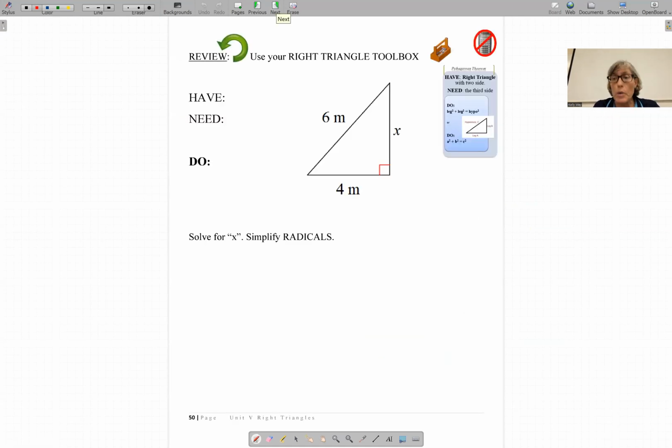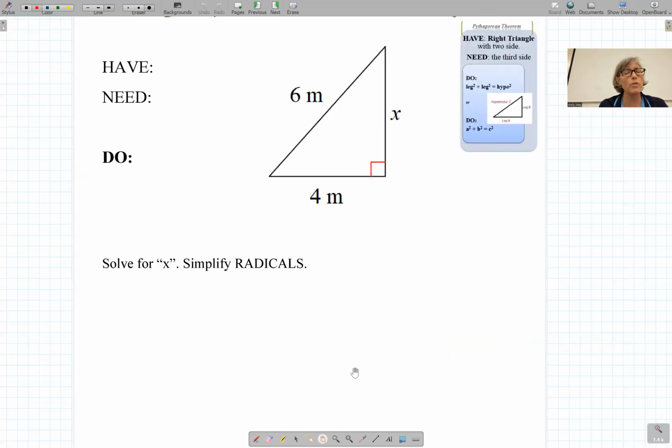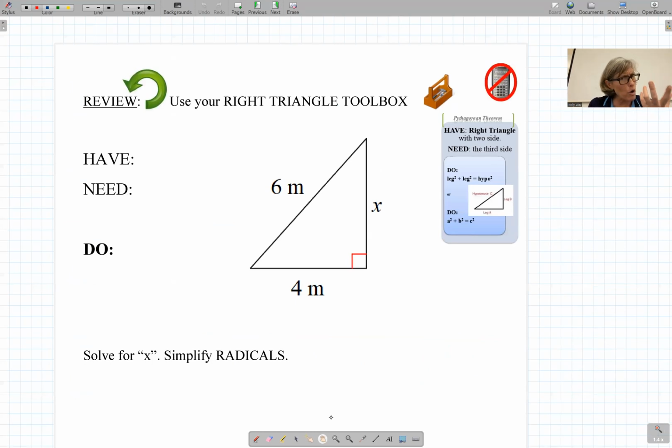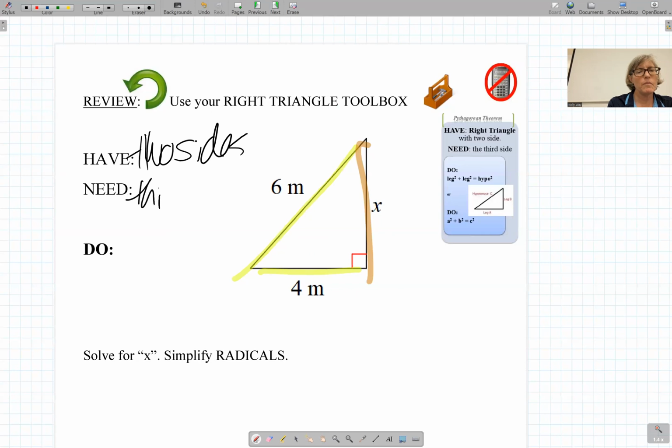We're going to be doing a recap of the 5 tools here, because you need to be competent with all 5. How do you know which one to use? You look at what you have and what you need. Right here, we have 2 sides and we need a 3rd side. We use Pythagorean theorem. Have 2 sides, need a 3rd side, Pythagorean theorem.